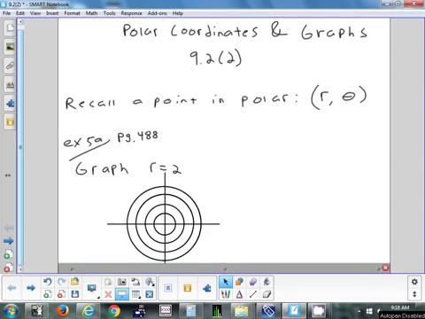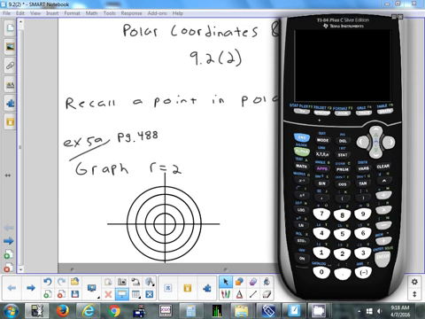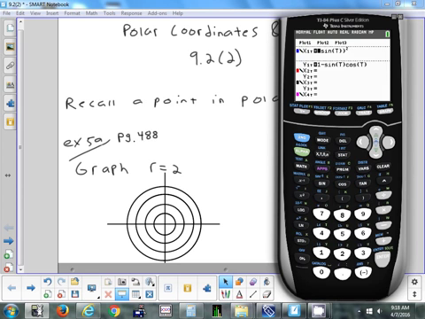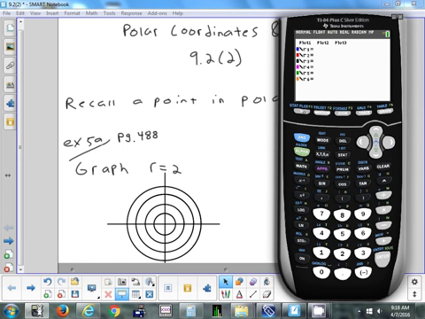I'm going to graph r equals 2. We haven't done any graphing in polar yet, so I'm going to show you how to do it. Basically, just like parametric, just change the mode to polar. Now when you press y equals, it's going to say r equals. If you're in a function, it's y equals. If you're in parametric, you get an x and a y equals. If you're in polar, it's r equals. You just type in 2. R equals 2.